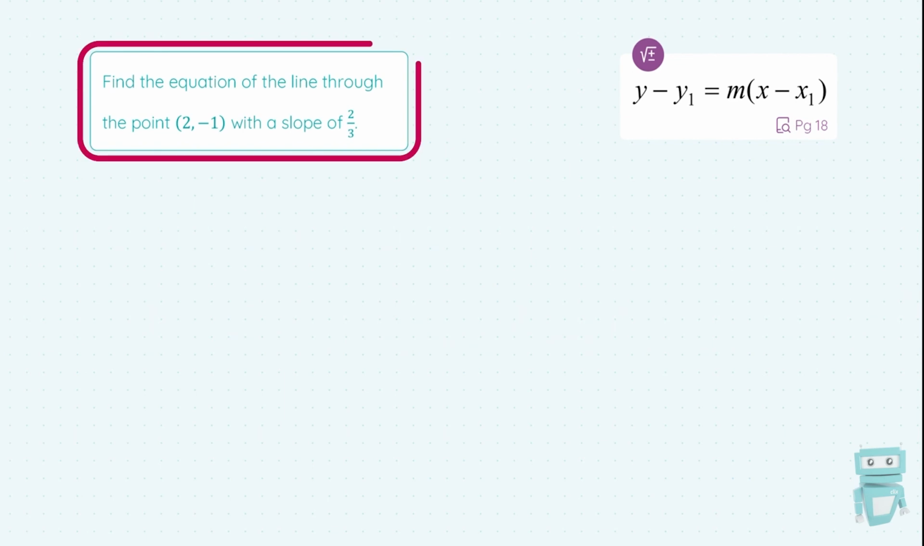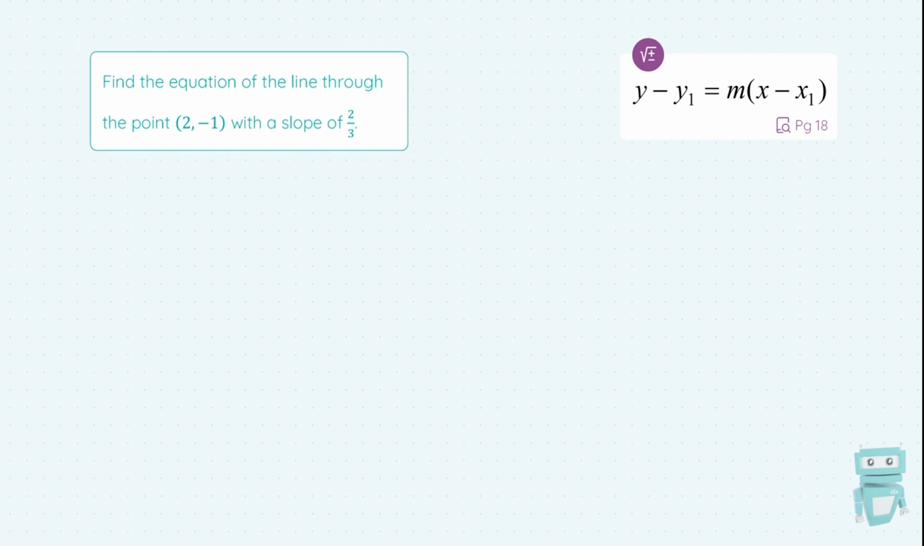I'm asked here to find the equation of the line through the point 2, minus 1 with a slope of 2 over 3.